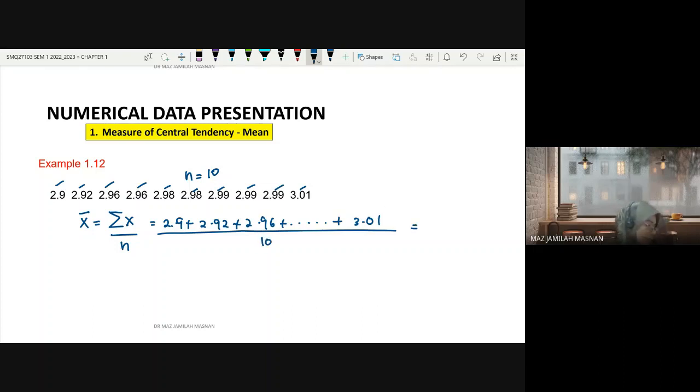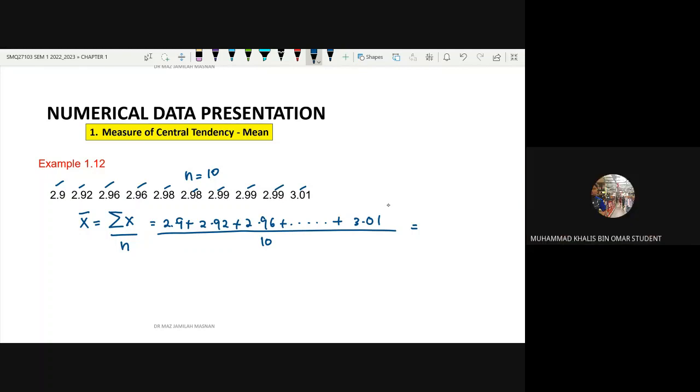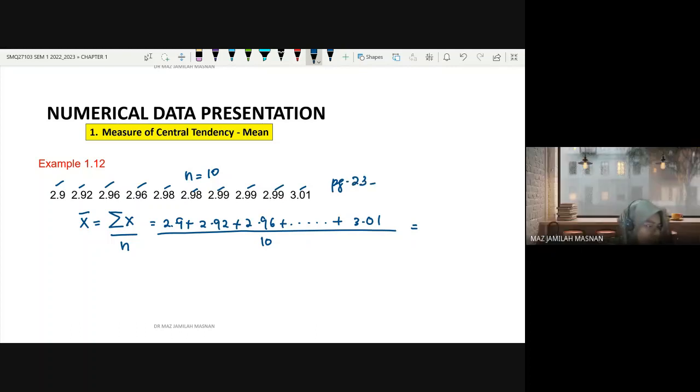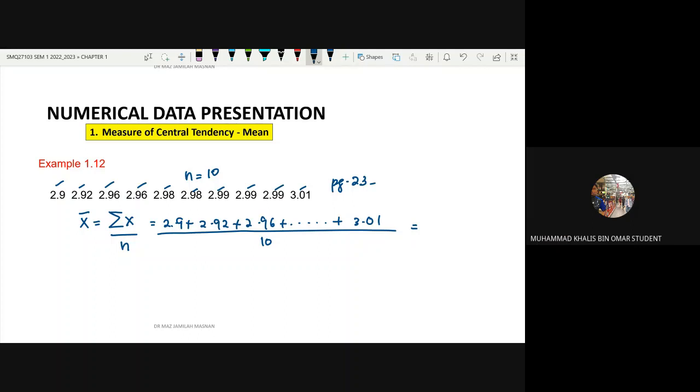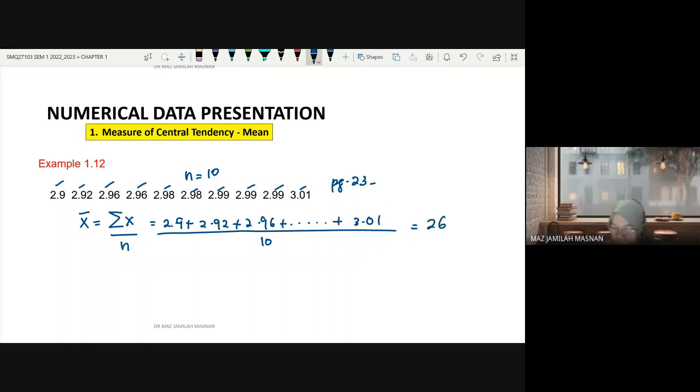So what is the value here, class? Numerical data presentation, on page 23. 2.67. Okay, is it 2.67? 26.7. Hopefully it's correct, I didn't calculate. Okay, so that will be how you can find your mean.